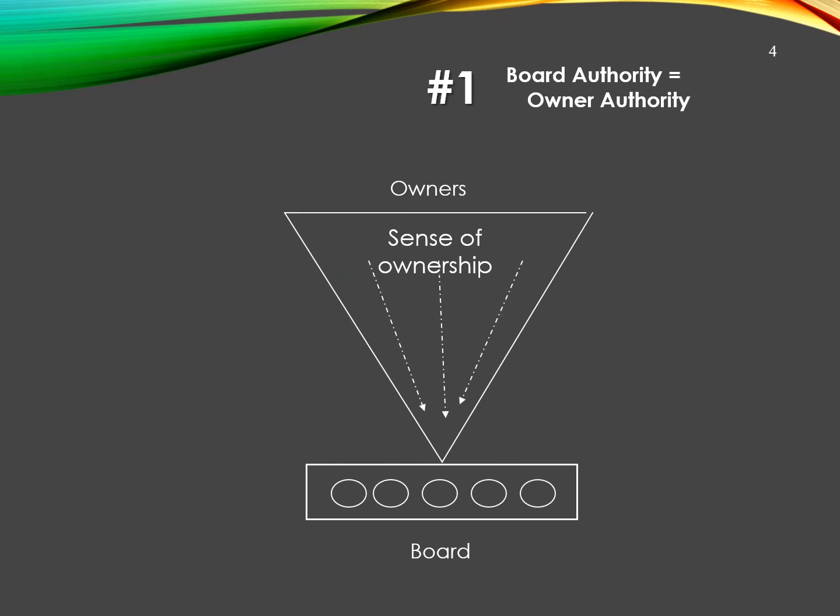Recall this graphic, which shows the few, the board, as subordinate to the many, the owners. In the case of school boards, the many are the citizens of a school district who vote to select their owner representatives. So the school board receives its authority from its citizens.